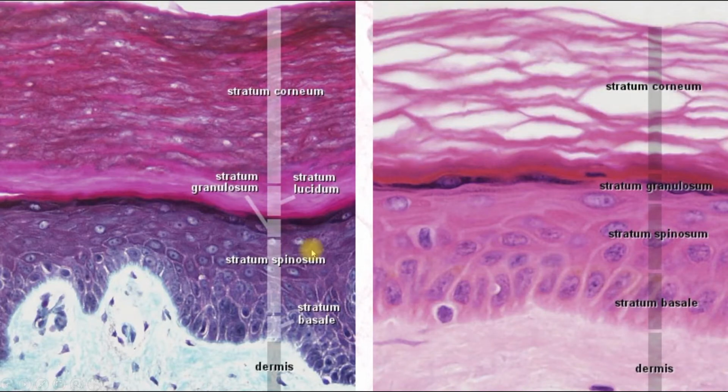And let's compare two kinds of skin under the microscope. It's thick skin. Here we can see stratum basale, spinosum, granulosum, lucidum, and well-developed stratum corneum. And it's thin skin. Stratum basale, spinosum, granulosum. Stratum lucidum is absent, and stratum corneum is thinner than in this case. So there are two basic types of skin.